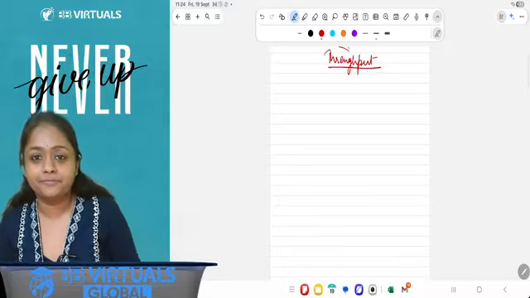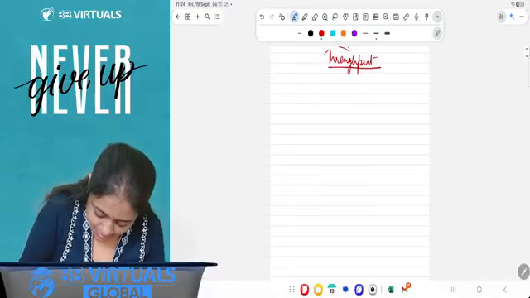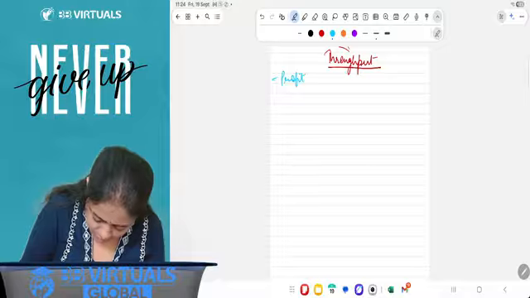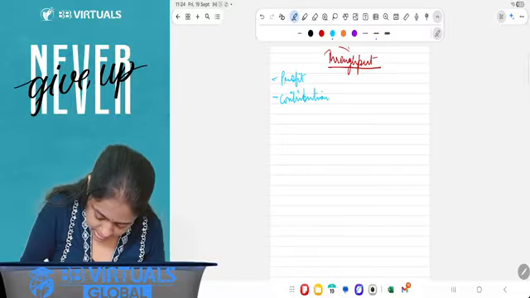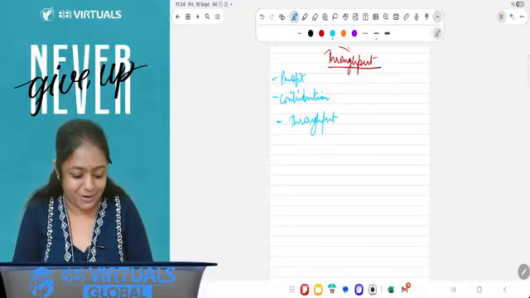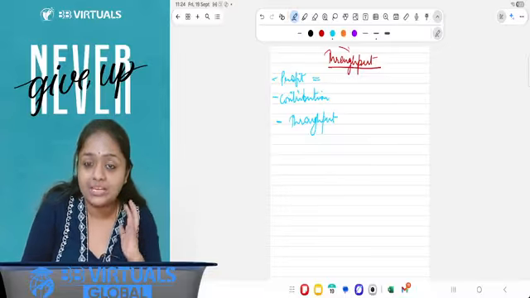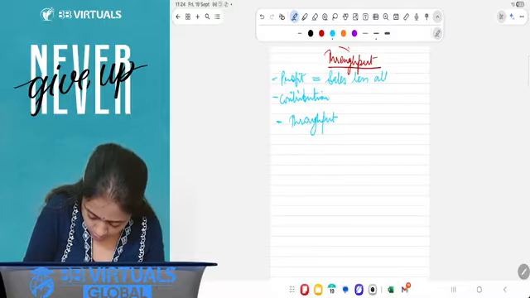What is throughput? Have you heard terms like this? We have heard terms like profit. We have heard terms like contribution. We had heard terms like throughput, or we are going to be hearing about throughput. Now quickly, what is profit? How do you calculate it? Sales less all cost.